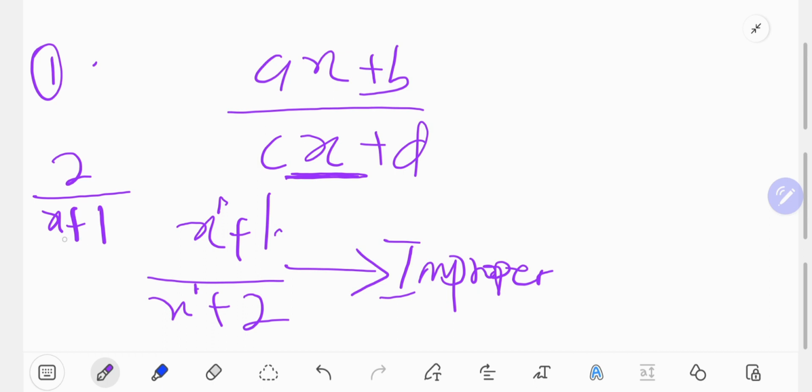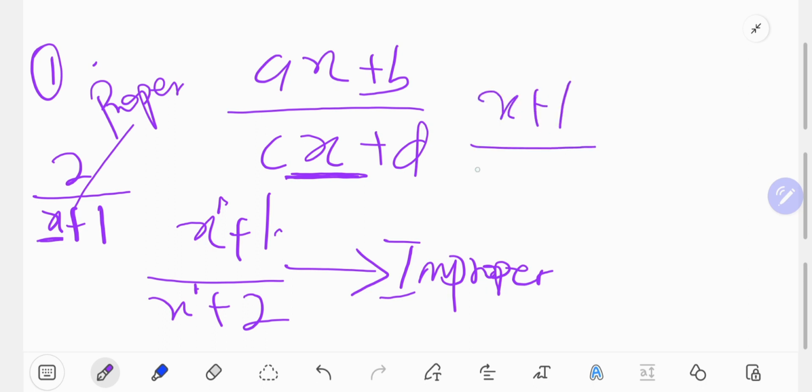If you have a fraction like 2 over x plus 1, the highest power of x at the denominator is 1, while the highest power of x at the numerator is 0. You can attach an x power 0, which doesn't change it. So this becomes a proper fraction. In the same way, if you have x plus 1 over x squared plus 2, this is also a proper fraction.